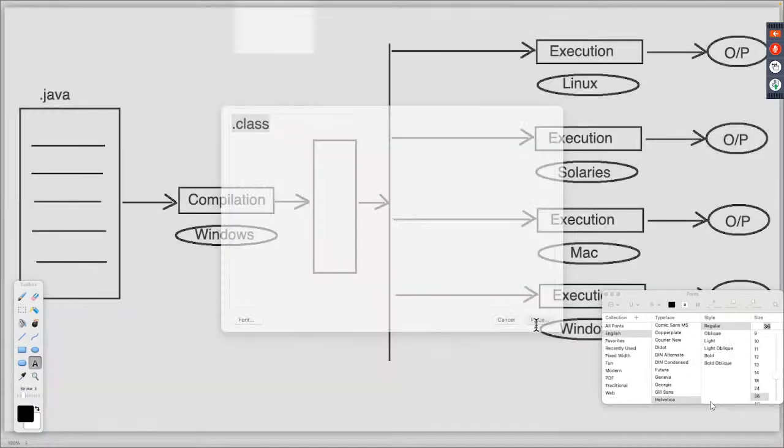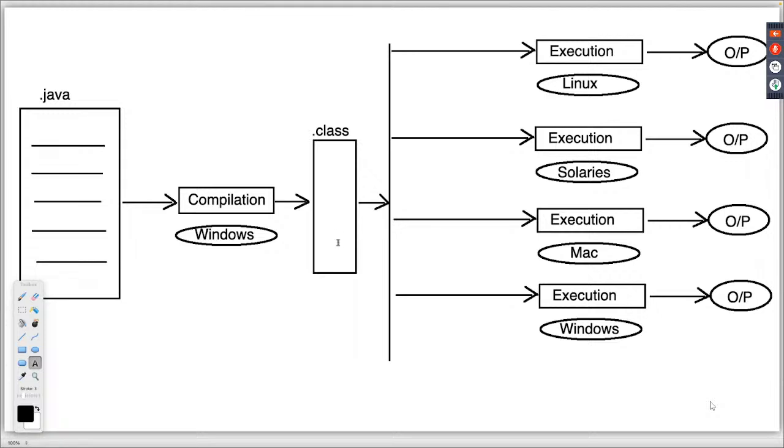What is the nature of this dot class file? Everybody understand it, no? Dot class file contains bytecode. Dot class files contain what code? Bytecode. It is not directly executable code. It is not source code. It is an intermediate code. Is that got or not?